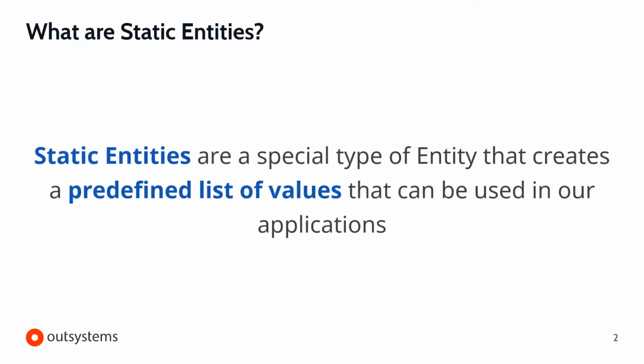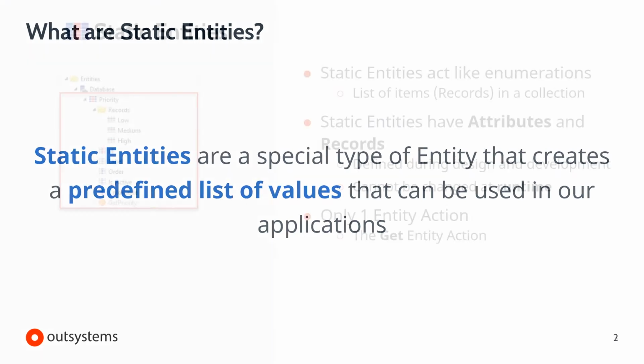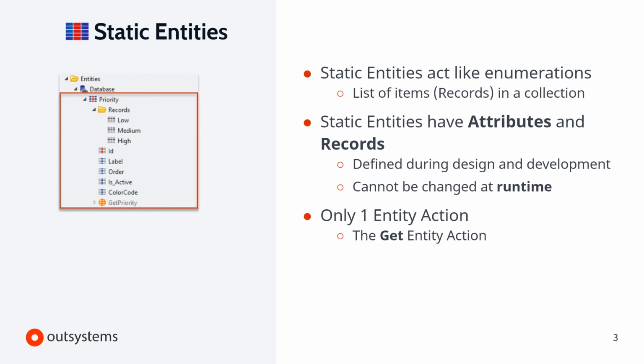Static entities are a special type of entity. They allow you to create a predefined list of values that you can use in your applications. Let's drill down into what this means exactly. A static entity acts like an enumeration, that is, a list of items in a collection. In OutSystems, these items are called records.